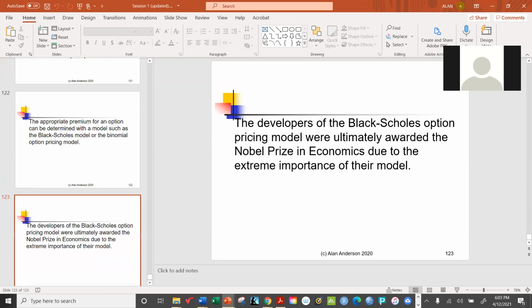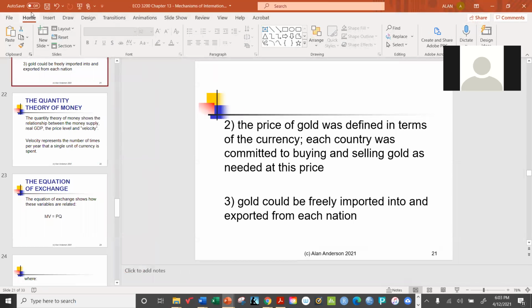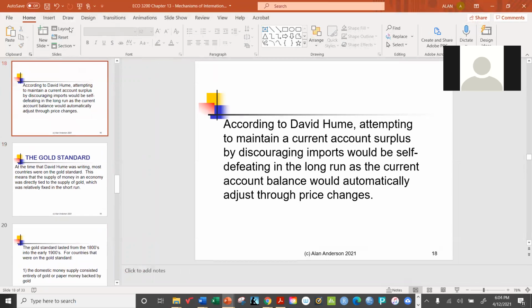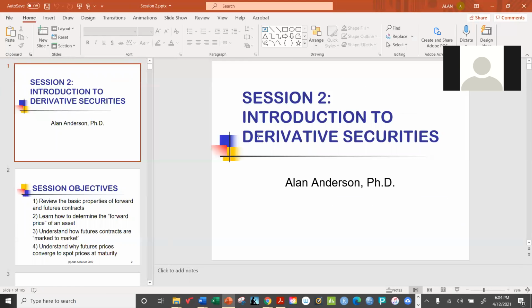So this week, we're just going to take a step back and dive more deeply into each of these derivatives just to get a better feel for how they're priced in the marketplace. Let me just quickly turn off some of this other stuff I've got open, and then we can get into it. All right, so this is section 2 in our introduction to derivatives.